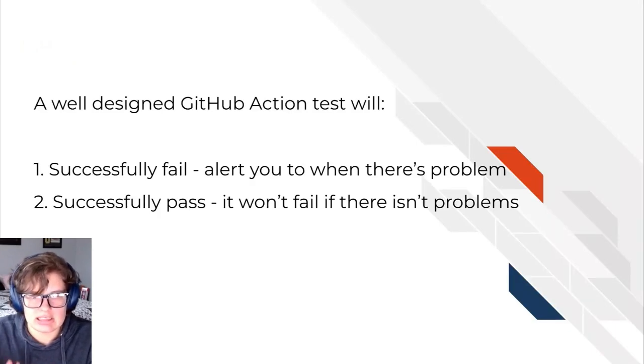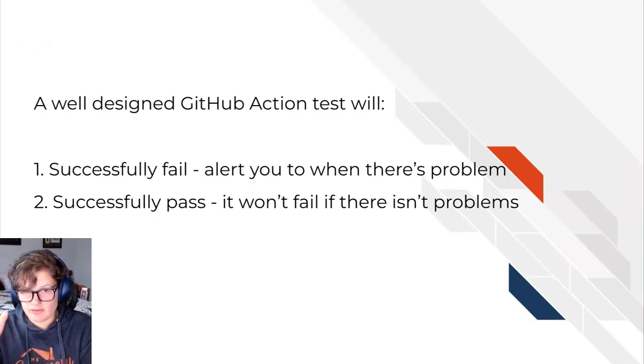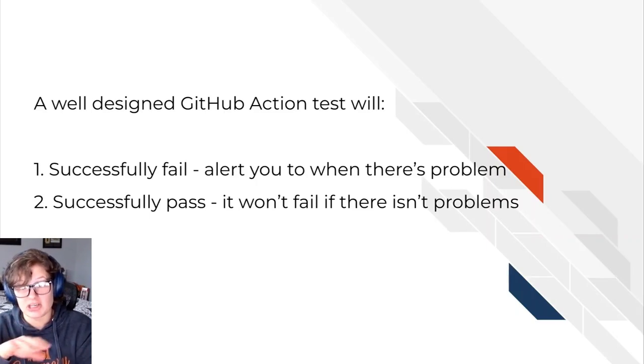So, a well-designed GitHub Action test will successfully fail. And that sounds like a paradox, but it's not. Successfully fail, which means it will alert you to when there is a problem. If things are not working, we don't want it to act like things are working. We want it to fail and be like, hey, this is broken, okay?